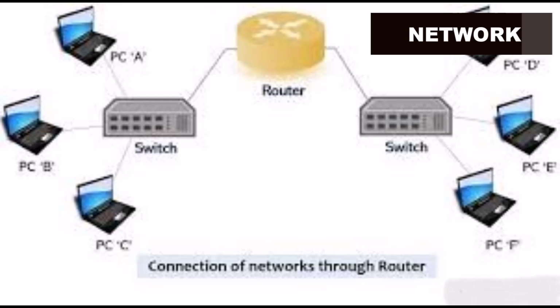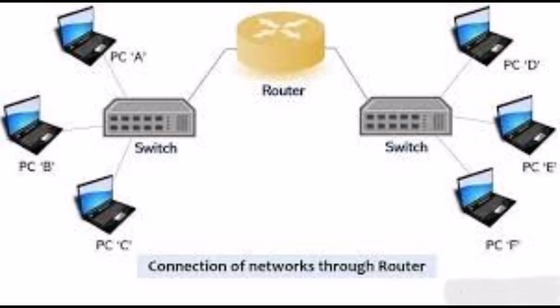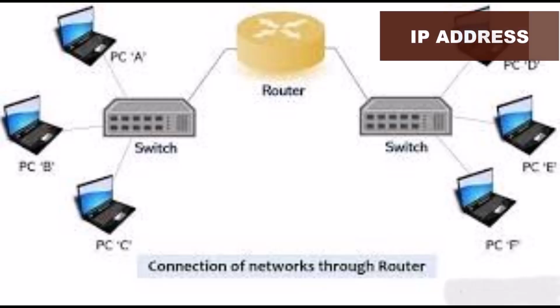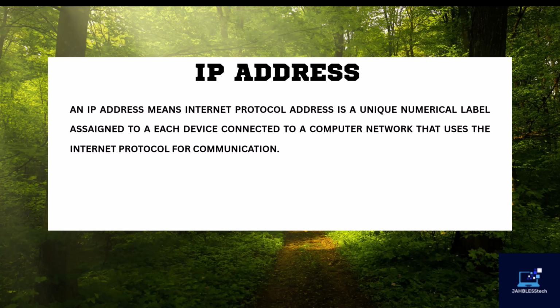Computers on the same network can communicate and share resources such as files, printers, and internet access. These computers are typically connected to the same router or switch and are identified by unique IP addresses on the local network. What is an IP address? An IP address, Internet Protocol Address, is a unique numerical label assigned to each device connected to a computer network that uses the Internet Protocol for communication.